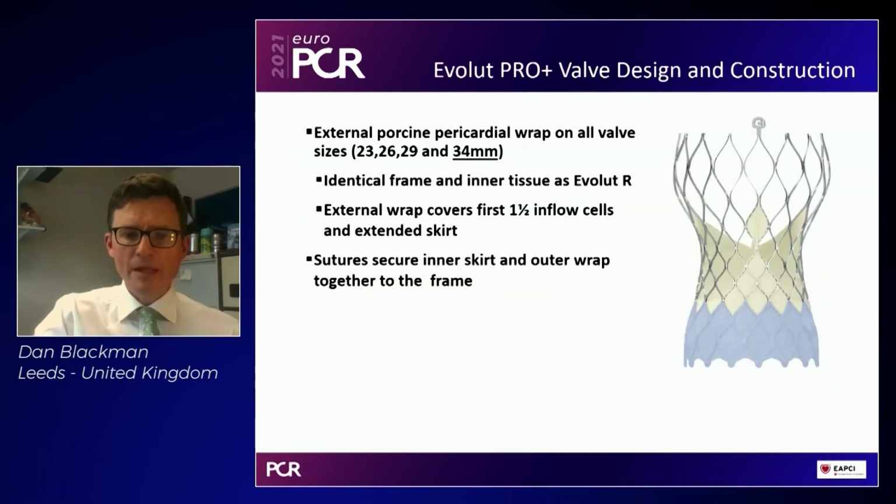So if we look first at the frame, the only change with Evolut PRO Plus is the addition of the pericardial wrap to the 34 millimeter size. There's no change with any of the other valves in the frame or the inner tissue. As a reminder, this external wrap covers the first 1.5 inflow cells or diamonds and extends to the base of the frame, giving around 14 millimeters, varying slightly from valve to valve size.